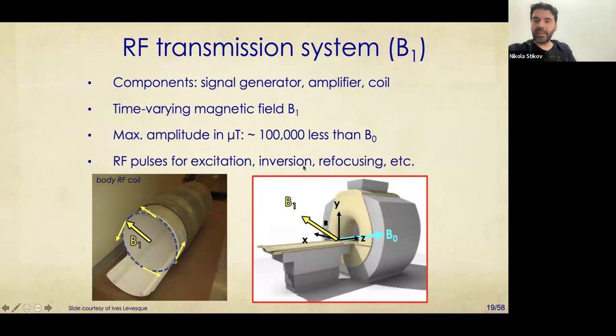And these are used for excitation, inversion, and refocusing. So you have the main magnetic field in Tesla, you have the gradients, millitesla, and you have the B1 field, or the radio frequency field, and that one is in microtesla. And somehow these three magnetic fields work with each other to create images of the human body.